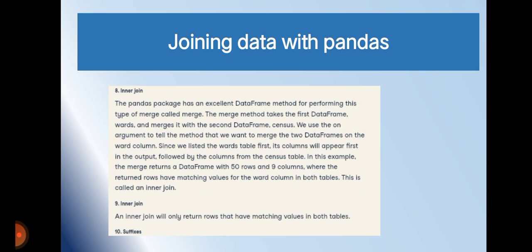So in the example, the merge returned a DataFrame with 50 rows and 9 columns, where the returned rows have matching values for the word column in both tables. And this basically is known as inner join. An inner join will only return rows that have matching values in both tables.